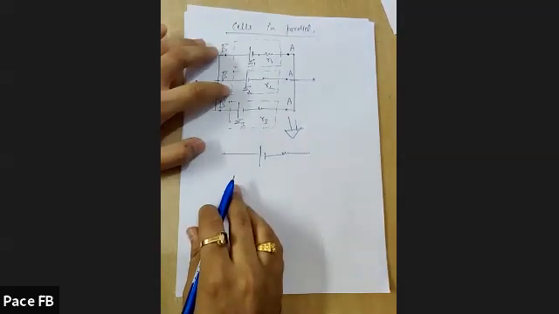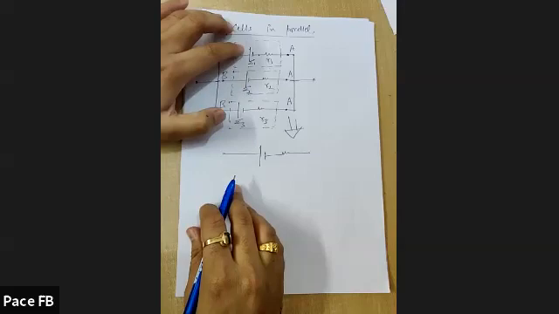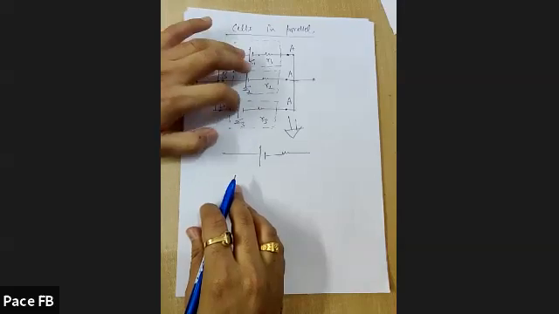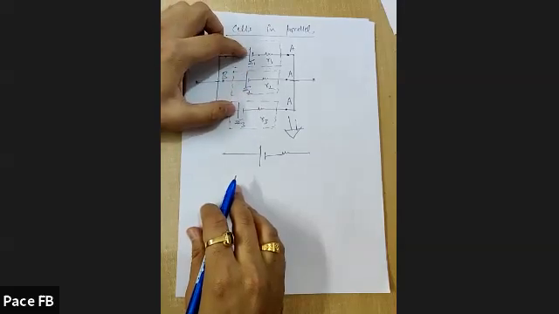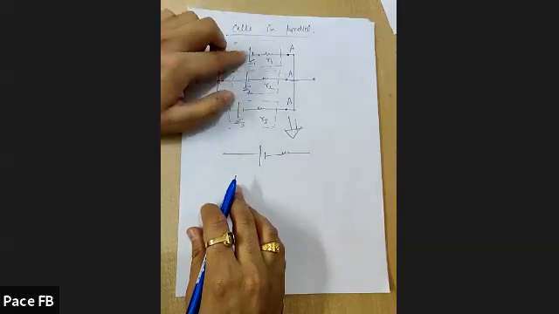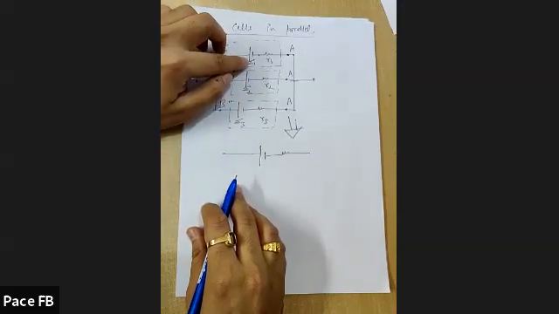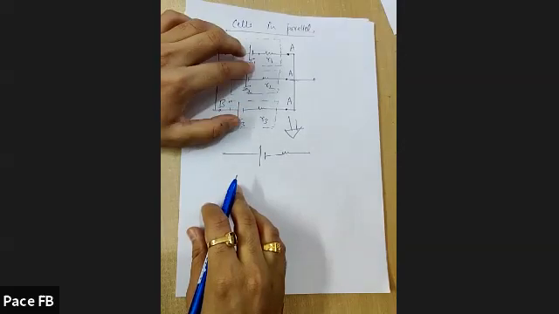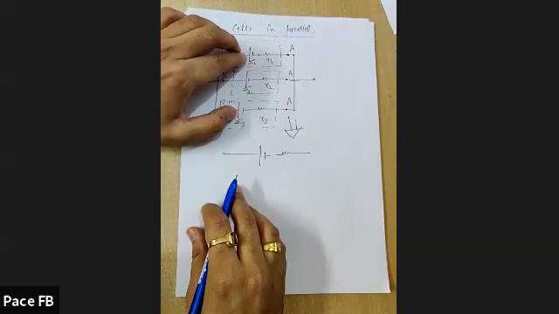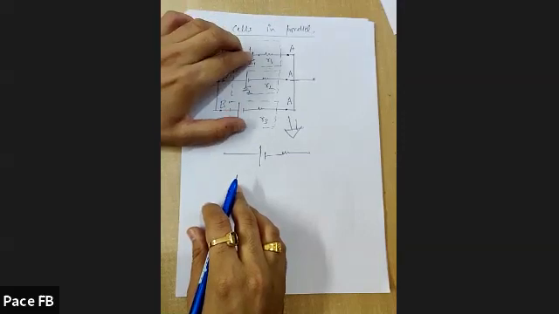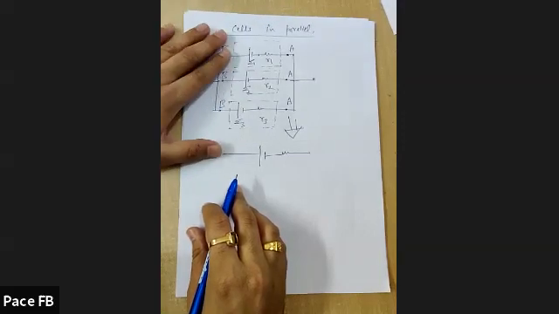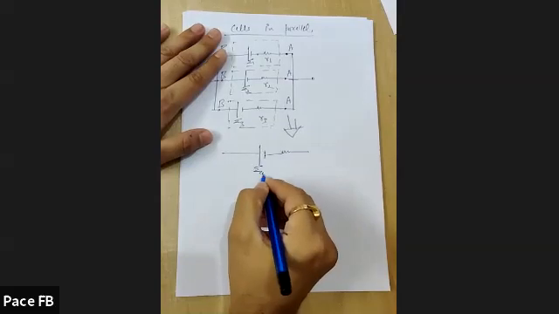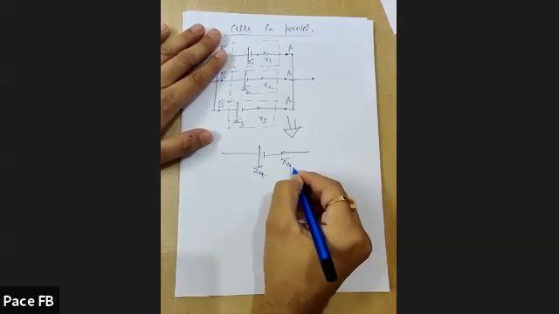Okay, now look here. All three are having positive terminal on left hand side. So these are the supporting batteries, these are the supporting cells. Whenever all the cells are having the positive terminal either on left hand side or right hand side, it means they are supporting each other. So this would be E equivalent and this would be R equivalent.